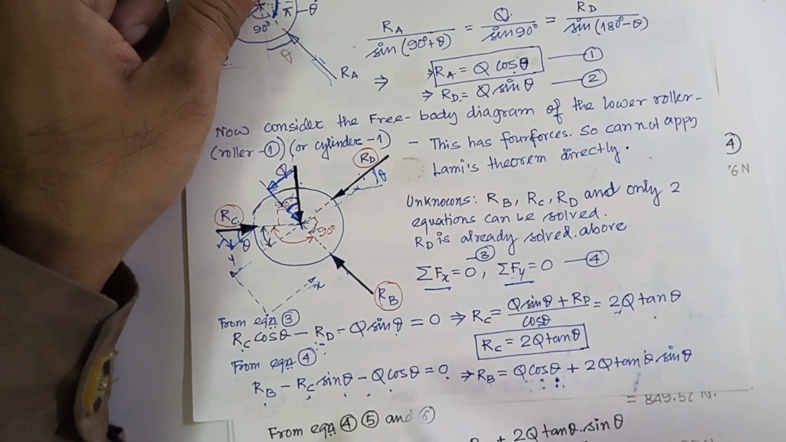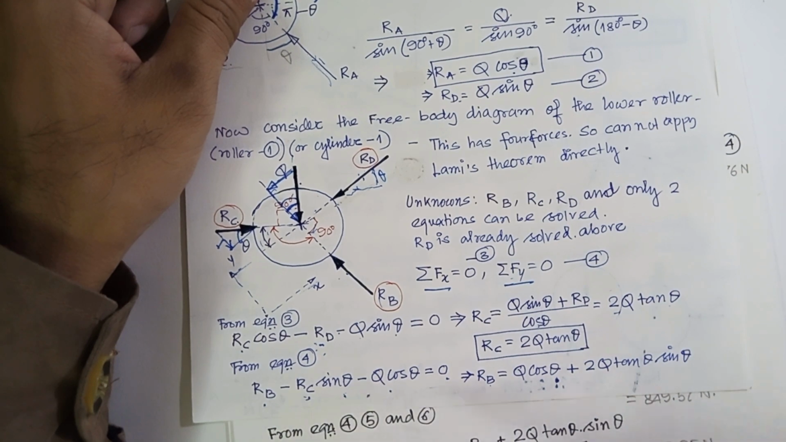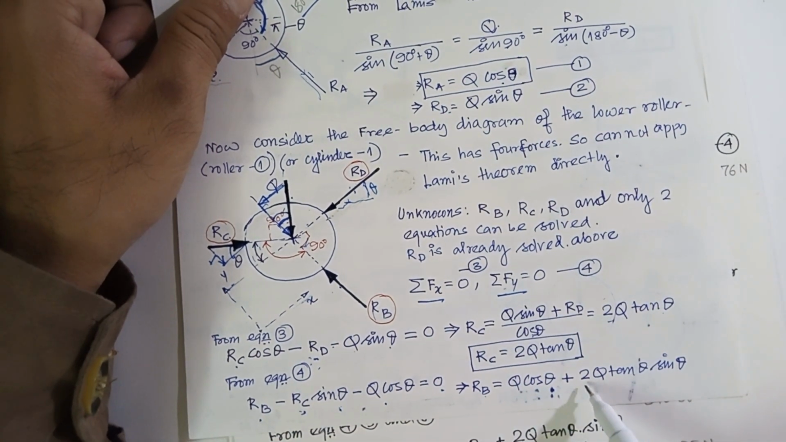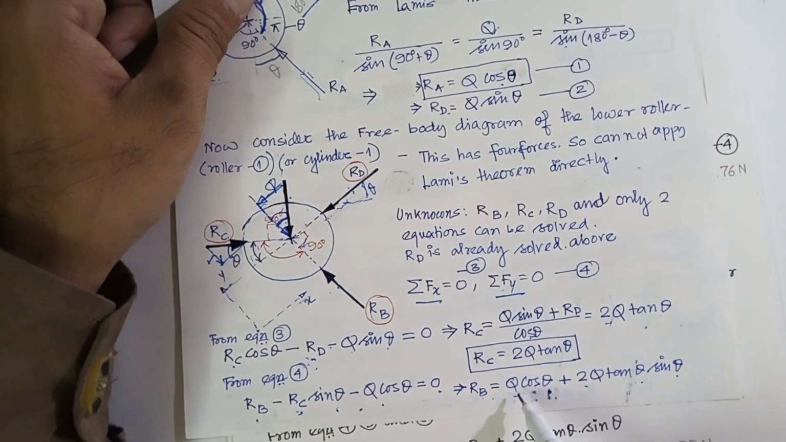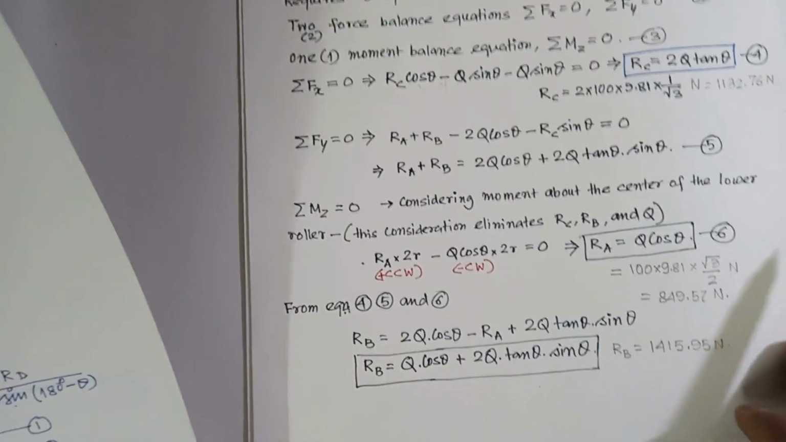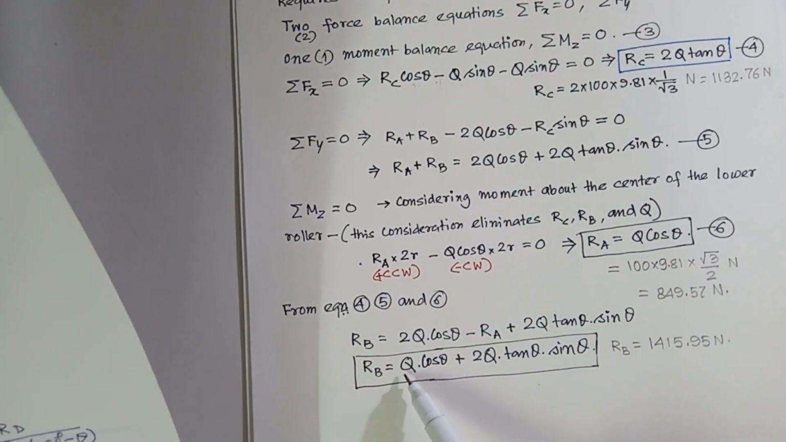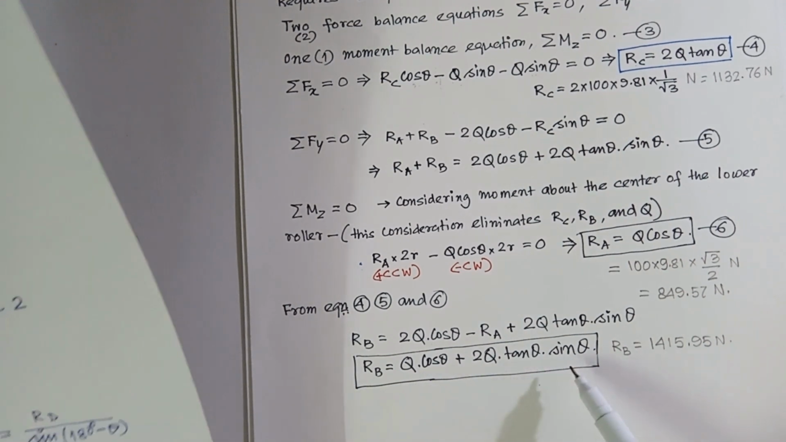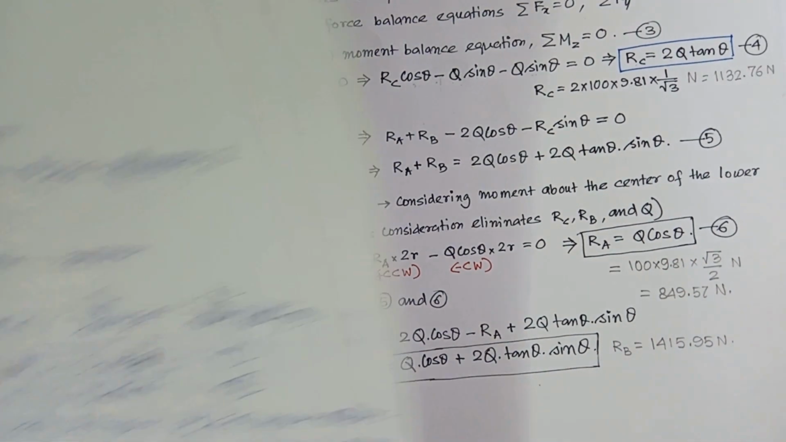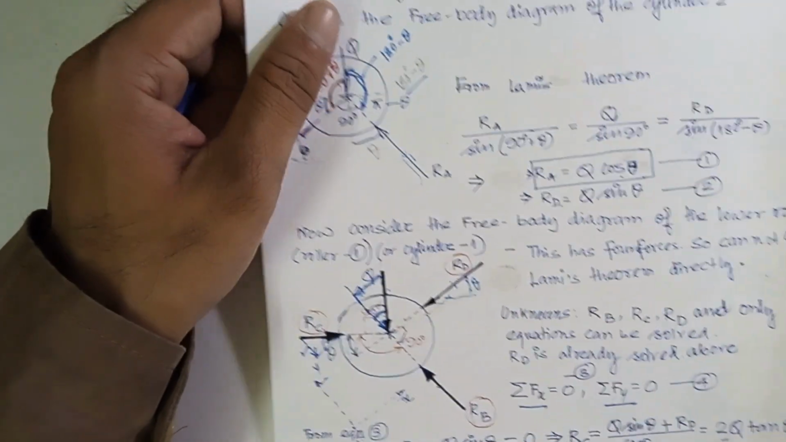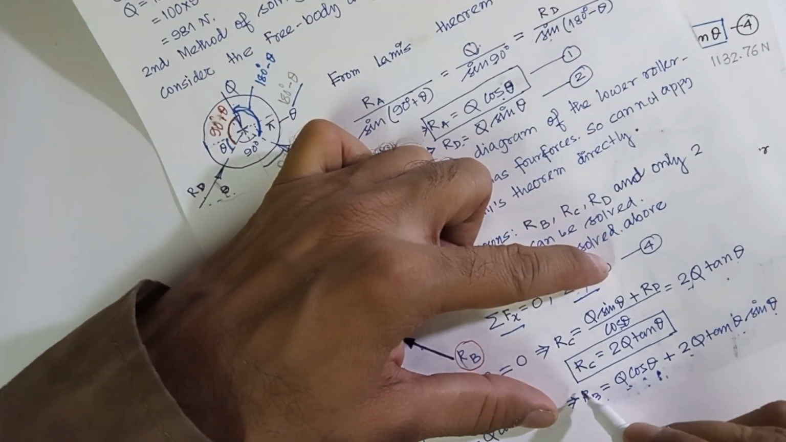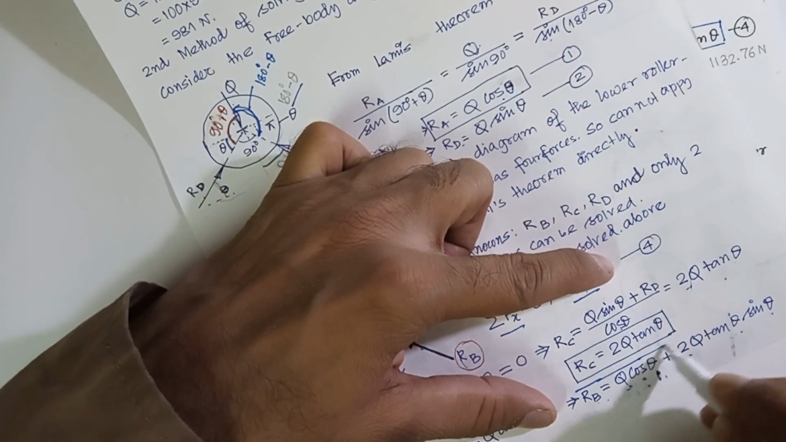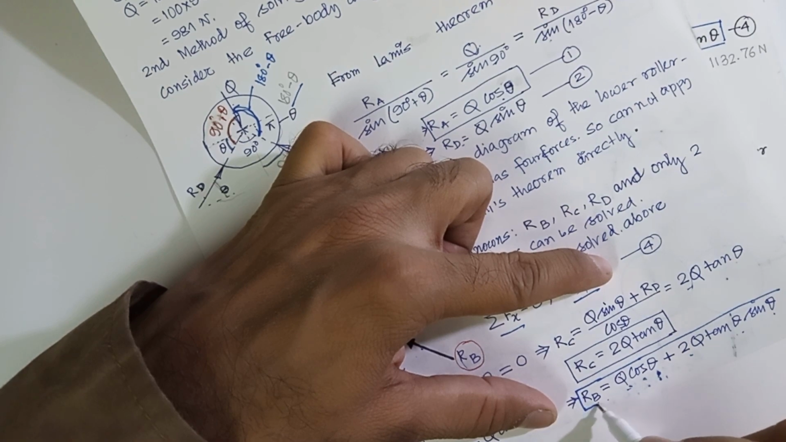So what is that? Q cos theta plus RC sin theta. RC is again 2Q tan theta, so Q cos theta plus 2Q tan theta sin theta. So RB is equal to Q cos theta plus 2Q sin theta tan theta. That is already determined in the first equation, you can see. So same as earlier. So you see that we have solved the three equations, that means three unknowns, in method 2 also.